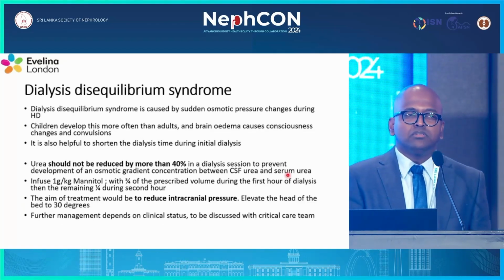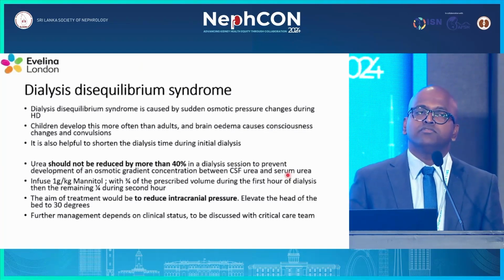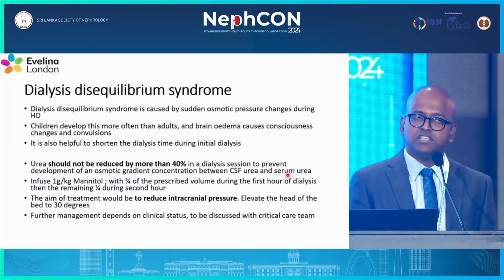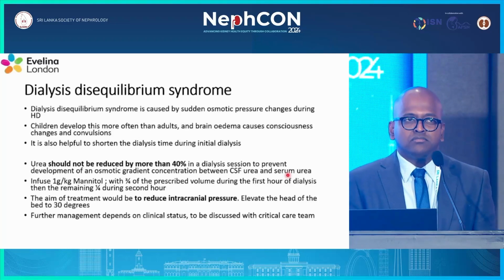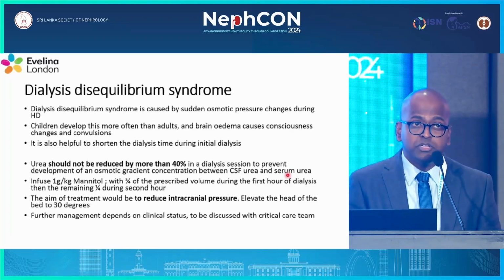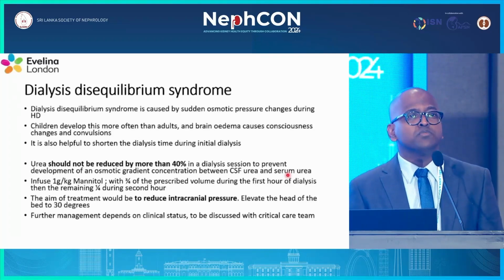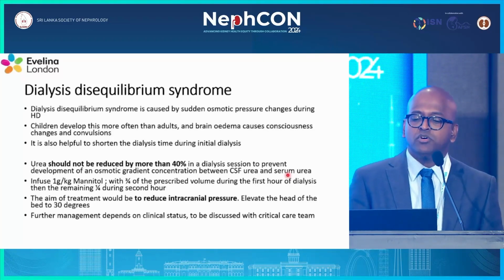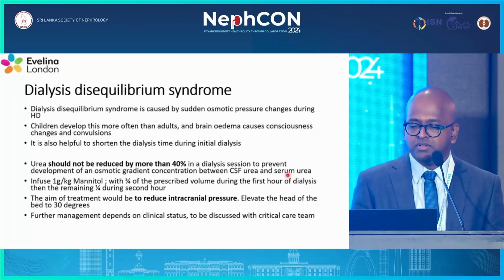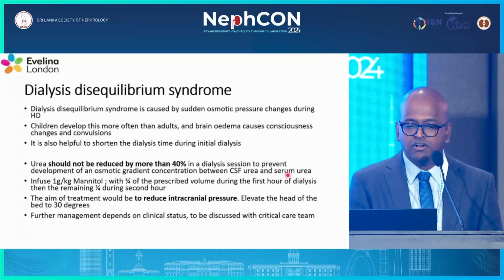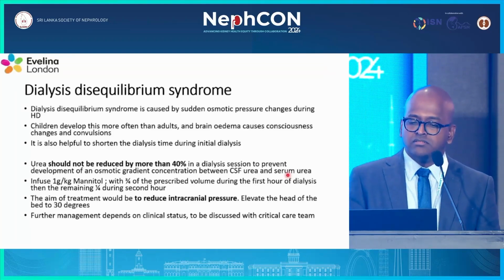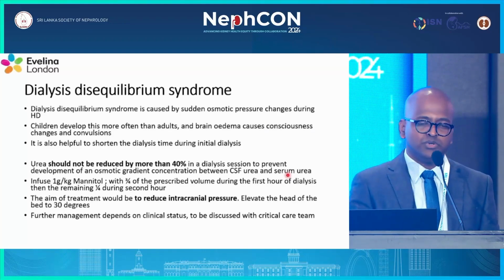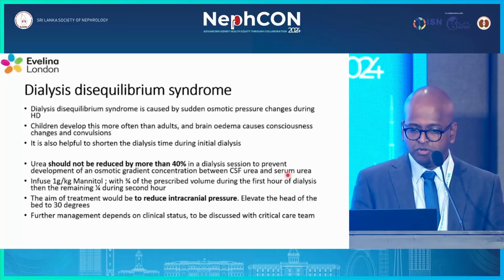So we know any blood urea more than 40 millimoles per liter, there's a risk in the first hemodialysis session that we could be causing dialysis disequilibrium syndrome because of the sudden osmotic pressure changes during the hemodialysis. Children develop this more often than adults, and brain edema causes the consciousness changes and convulsions. It's always helpful to shorten the dialysis. That's why we give only 1 or 2 hours maximum of the first hemodialysis session.